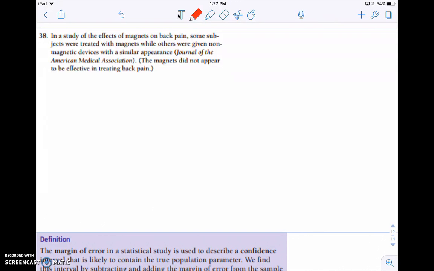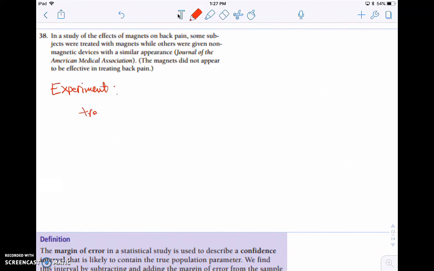So as you look at this one, number 38, in a study of the effects of magnets on back pain, some subjects were treated with magnets while others were given non-magnetic devices with a similar appearance. And just as a note, the magnets did not appear to be effective in the treatment of the back. Those are some of the end results, and you can see the Journal of the American Medical Association where it was published. Okay, this one is definitely an experiment because we've got a control group and a treatment group, those who had the actual magnet and those who had something that looked like the magnet.